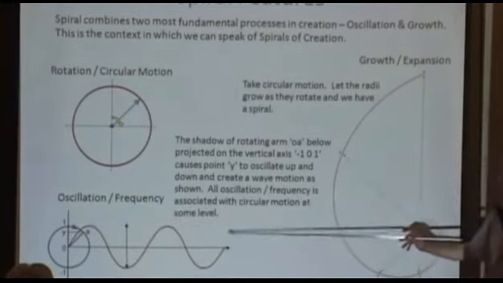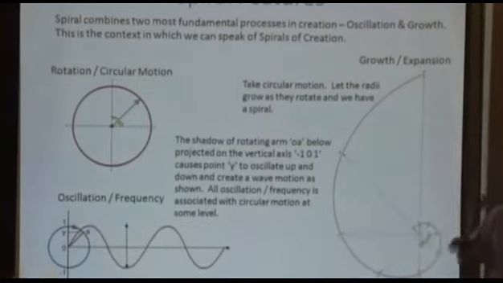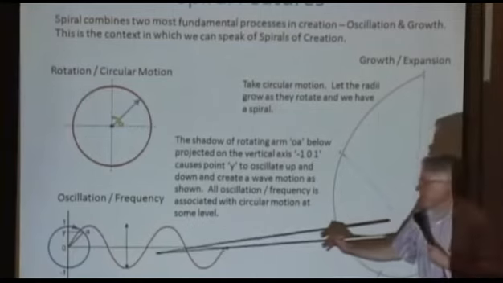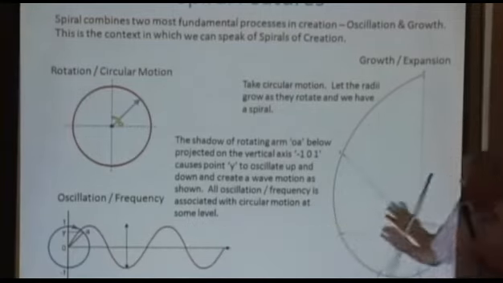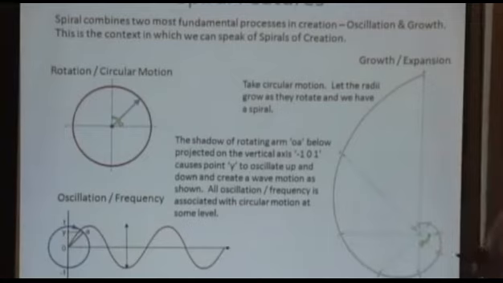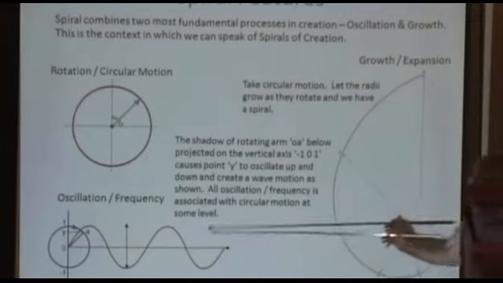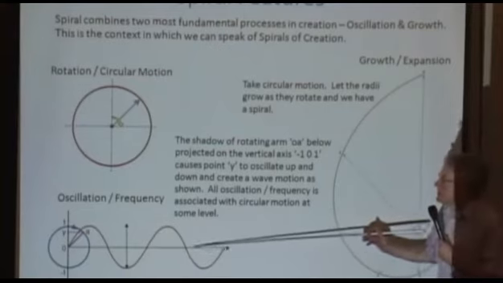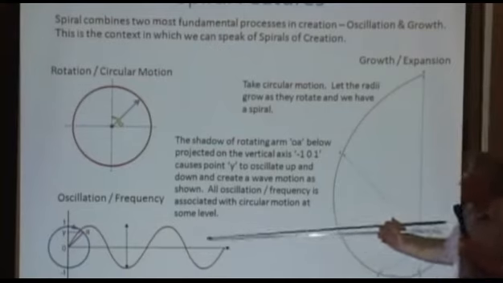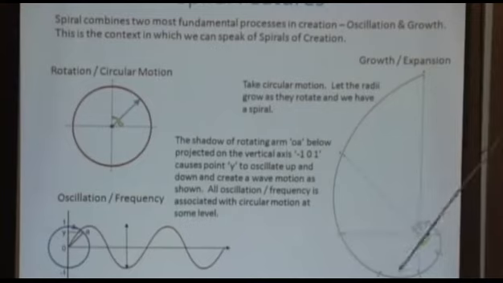This wave motion corresponds to oscillation or vibration, and it generates frequency. So rotation generates frequency, and wherever we have frequency, it can be traced back to rotation at some level. So this phenomenon of oscillation is present in the spiral.